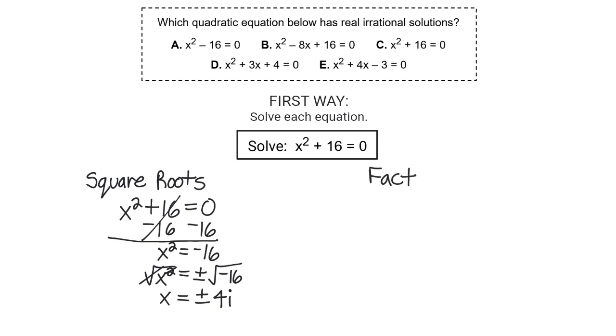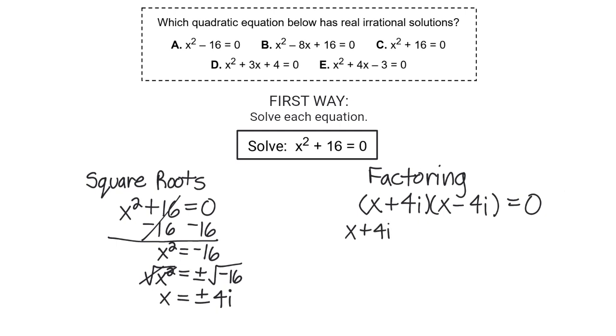Not everybody knows how to do it this way, and if you don't, that's perfectly okay. As long as you know how to solve it by square roots, that's perfectly fine. You can also factor this using imaginary numbers. x squared plus 16 actually factors into (x plus 4i)(x minus 4i). And I'm going to go ahead and figure out what numbers will make each piece equal to 0.